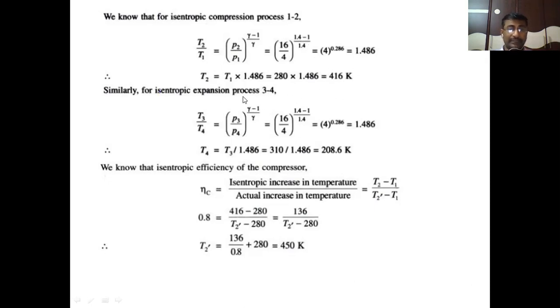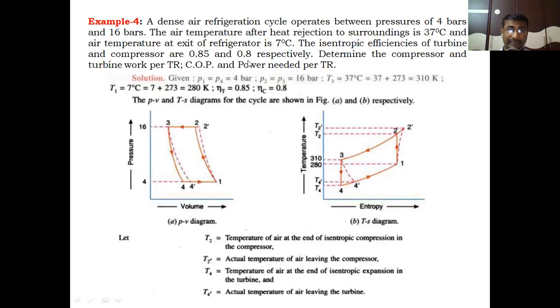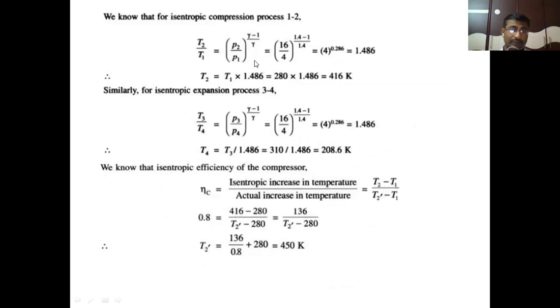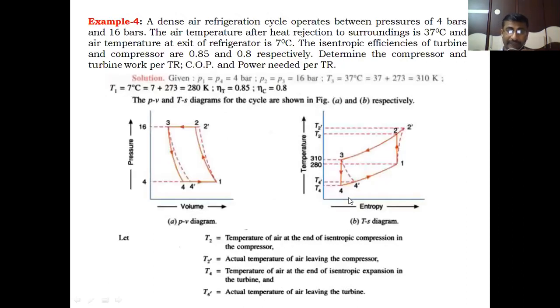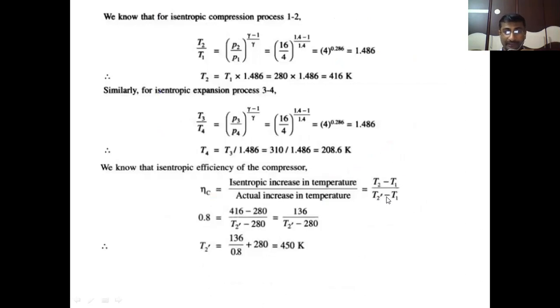But the compressor efficiency is less than 100%. The compressor efficiency is given as 0.8. Therefore, we know that the isentropic efficiency of the compressor is the isentropic temperature increase divided by the actual temperature increase. Here, the efficiency of the compressor will be taken as T2 minus T1 divided by T2' minus T1. Isentropic temperature rise divided by actual temperature rise from 1 to 2'. T2 minus T1 by T2' minus T1.